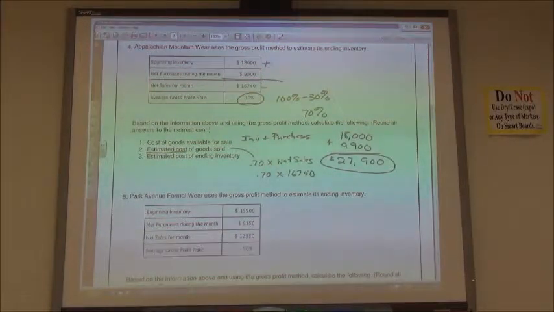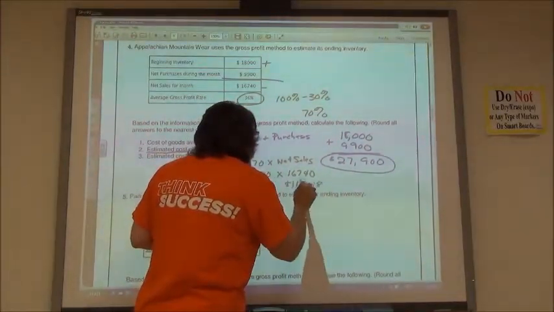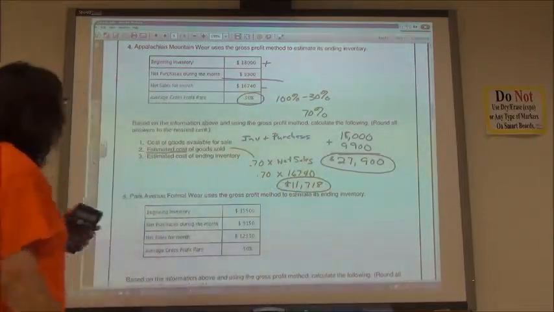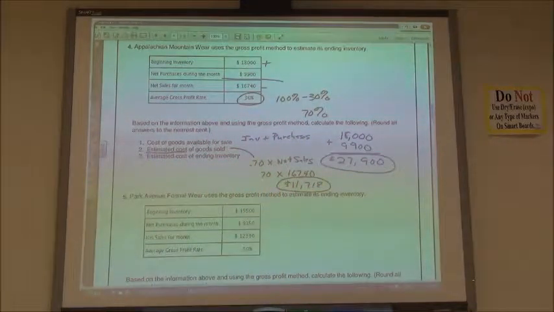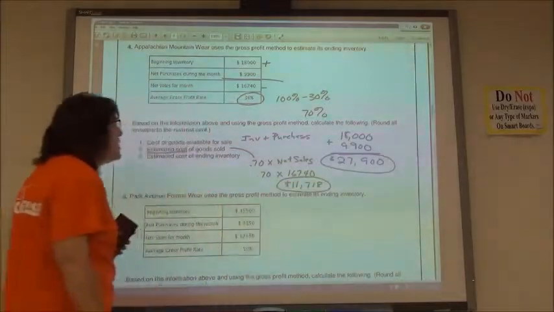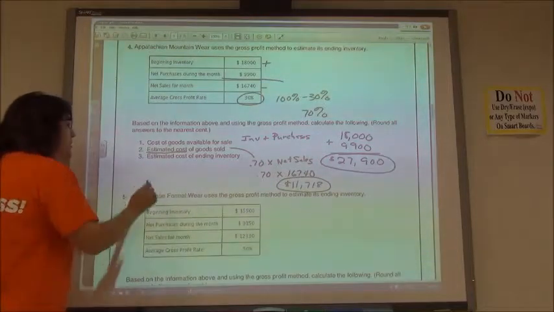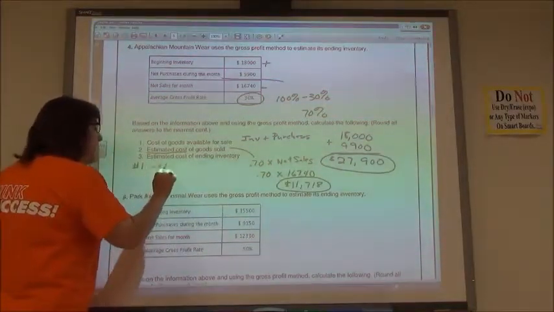0.70 times 16,740 gives me 11,718. So the estimated cost of my goods sold, 11,718. So if I want to find then what the estimated cost of my inventory is, I'm going to take the cost of the goods that I have available for sale, which is the answer to number 1. I'm going to subtract my estimated cost of what I actually sold. So I'm going to take number 1, I'm going to subtract number 2.